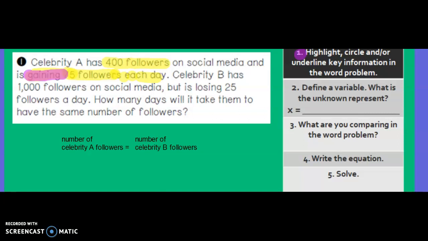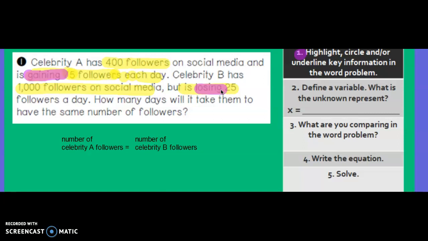Celebrity B has 1,000 followers on social media, but is losing 25 followers each day. So a keyword there is the losing. Let me try to change my highlighting tool here. And losing means we're going to be taking some away or subtracting. So what are we actually looking for?